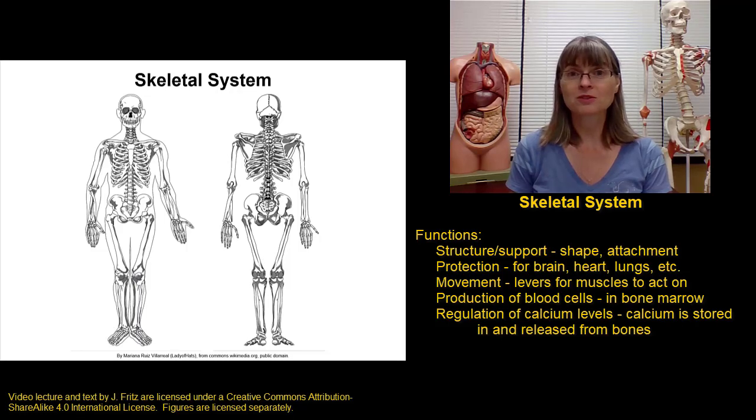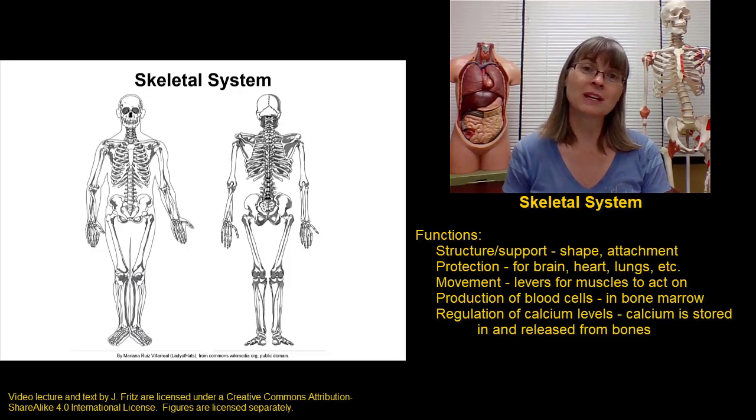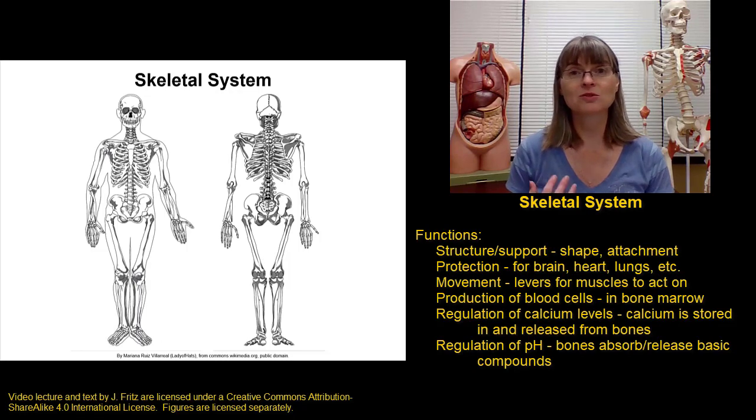Our bones are a source of stored calcium and phosphate that can be released as needed. Finally, our bones can help a little bit with the regulation of pH because they can store or release basic compounds.